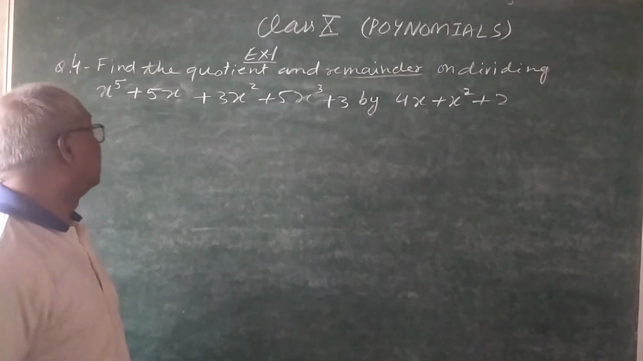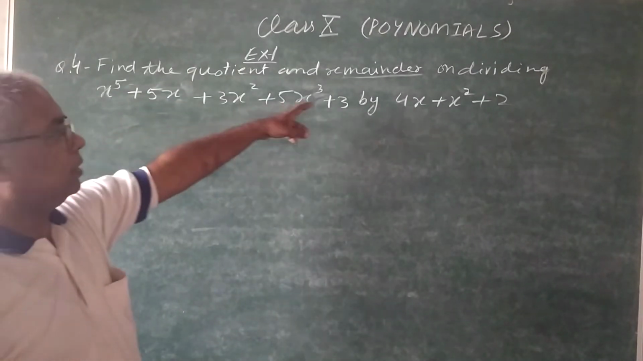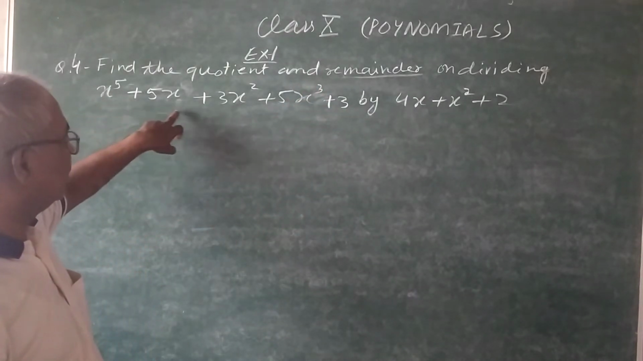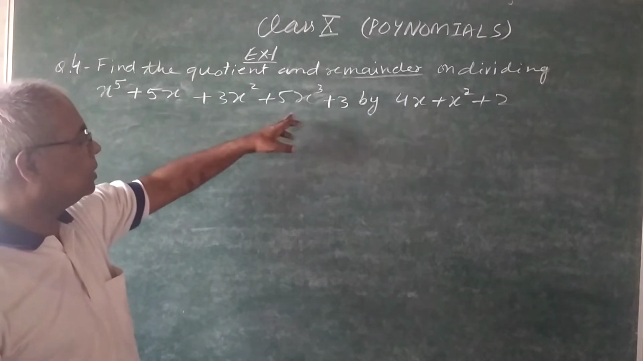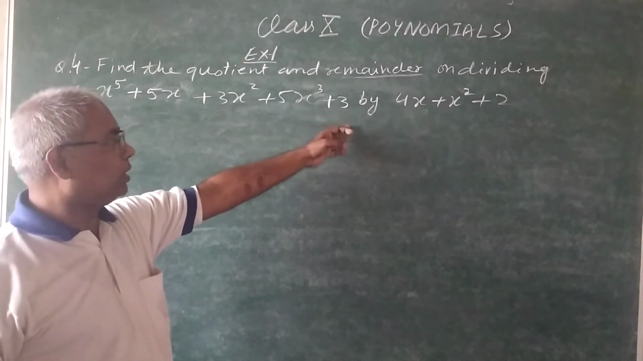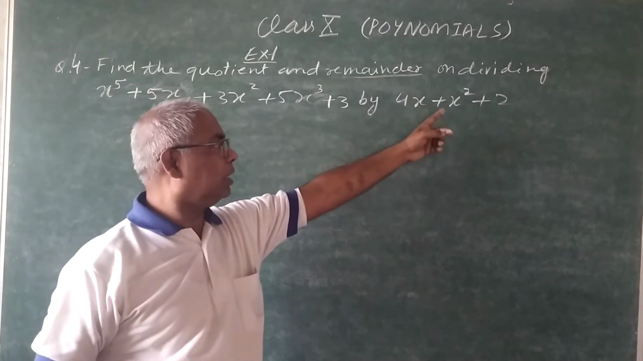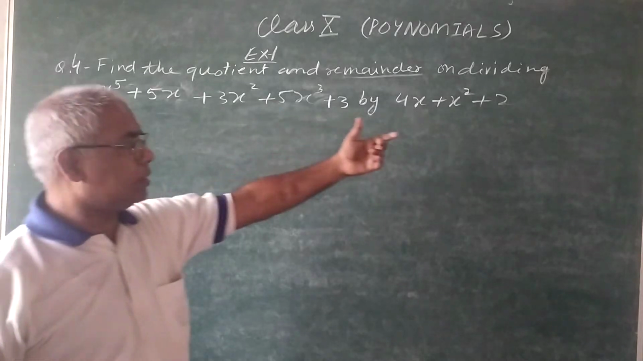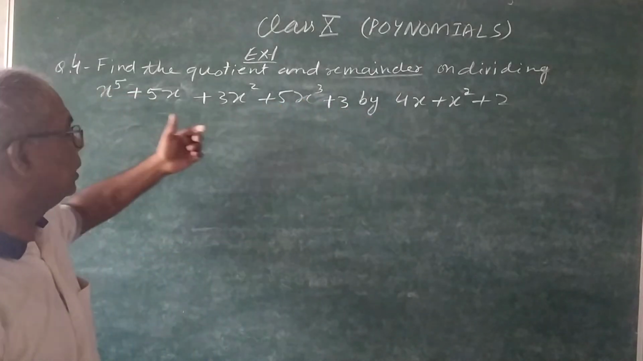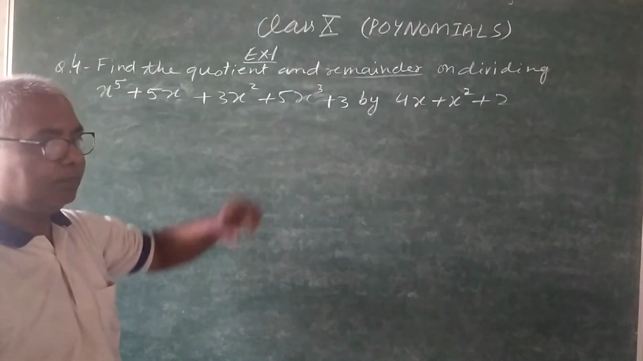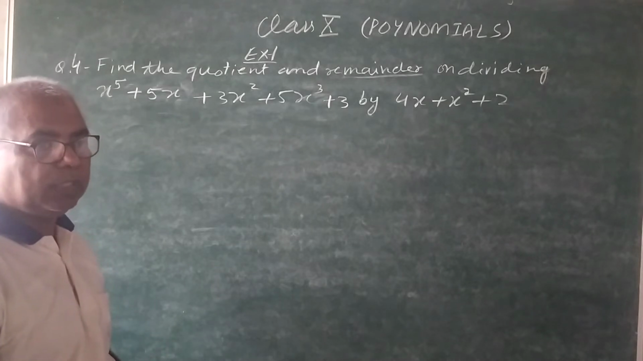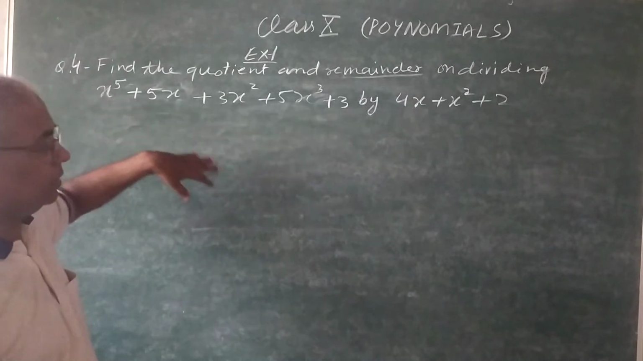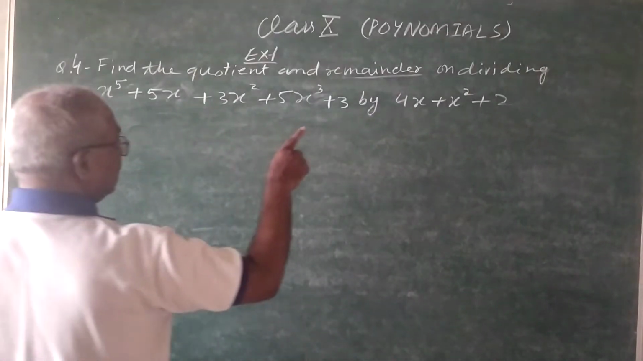Now come to question number 4. Find the quotient and remainder on dividing x to the power 5 plus 5x plus 3x square plus 5x cube plus 3 by 4x plus x square plus 2. These polynomials are not written in the form of ascending order or descending order. So first of all, you can write both the polynomials in descending order of power of x.